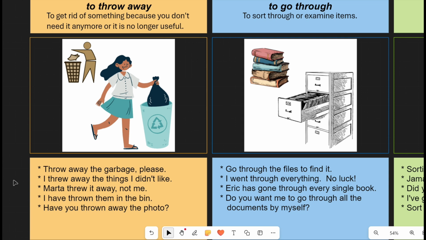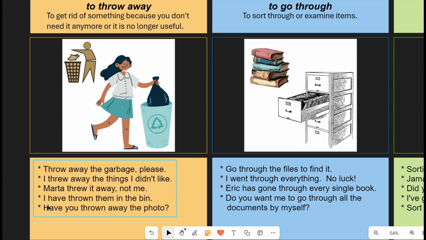Next one. I threw away the things I didn't like. Now this here is your past simple. Threw away the things I didn't like. Martha threw it away, not me. Now notice the pronoun is in the middle, in between the two parts of the phrasal verb. That cannot happen with all phrasal verbs, but it can happen with this one. So you can put the pronoun or a person's name in the middle.